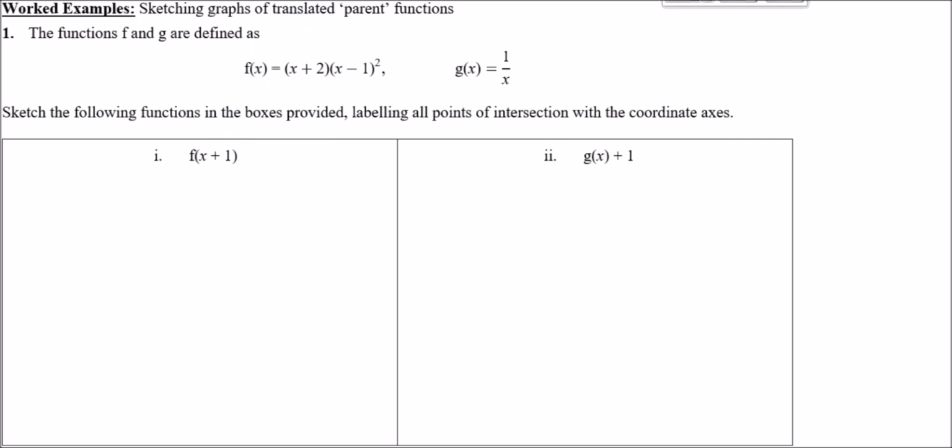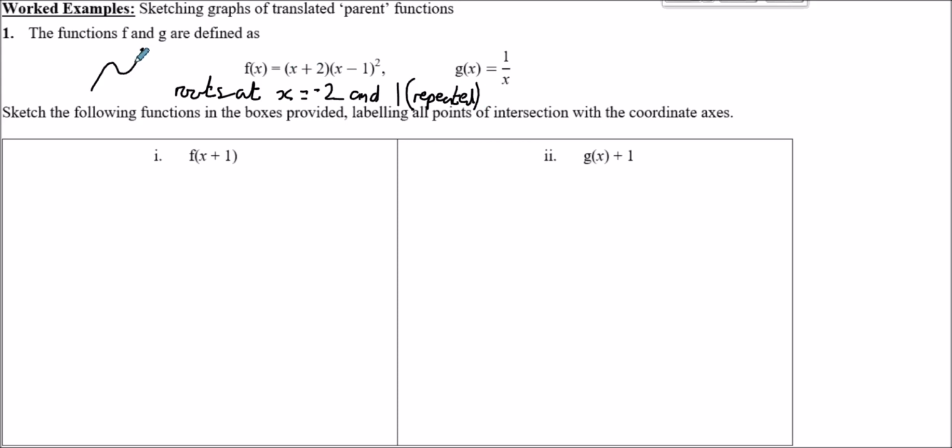So for f of x, let's just look at this. It's going to have roots at x equals minus 2, and when x is 1. Now 1 is going to be a repeated root because it's x minus 1 all squared. Okay, and we also know that it's going to be cubic. X times x squared, it's going to be a positive cubic. It's going to have this sort of characteristic shape.